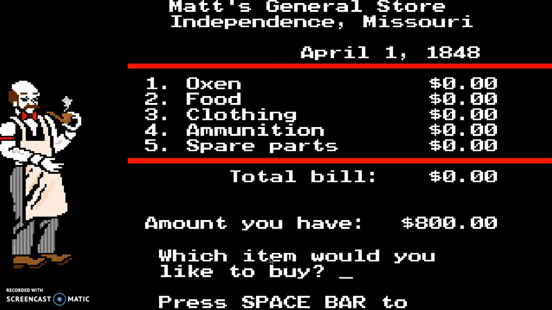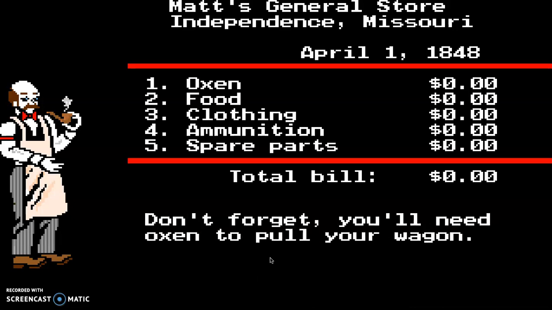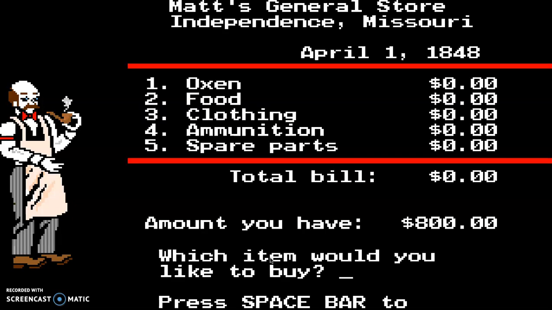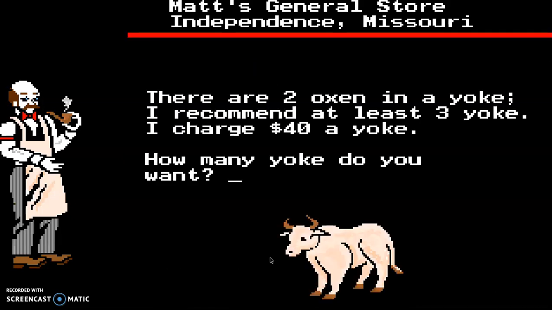Okay, now where this little dot here, or cursor is, where it says which item would you like to buy, that little underscore is showing you where you need to enter. So I would like to buy oxen. And you need oxen to pull the wagon. Spacebar. I would like to buy oxen. Enter. 2 oxen and a yoke. I recommend at least 3 yokes. I charge $40 a yoke. I want 3 yokes. Enter.